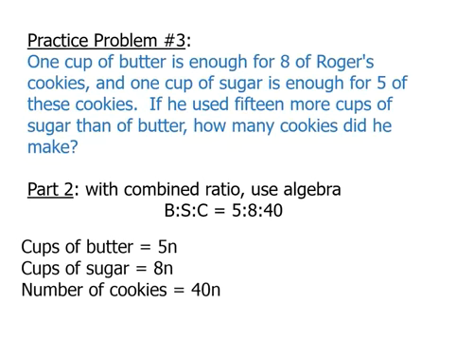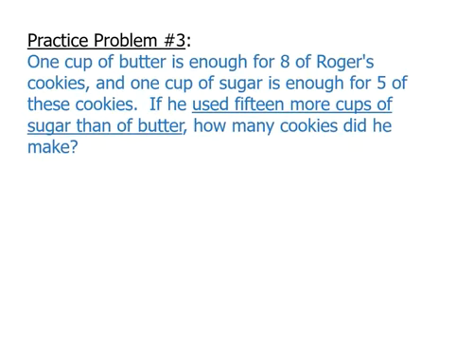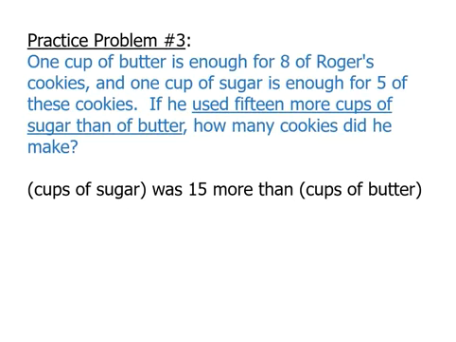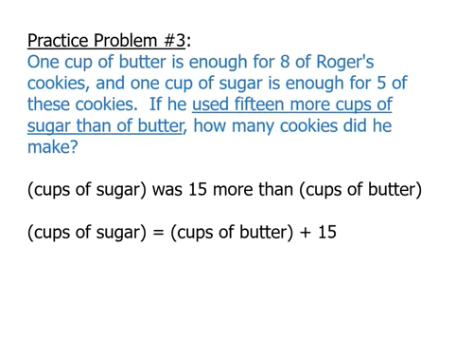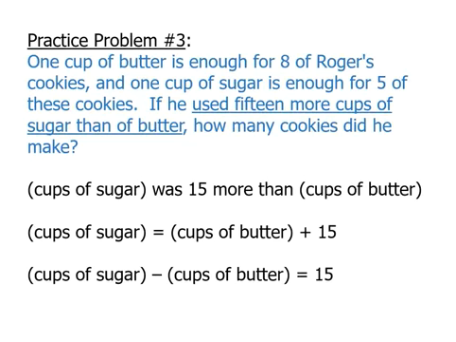All right, now we can use that last piece of information. He used 15 more cups of sugar than of butter. That's a real word problem piece of information. So cups of sugar was 15 more than cups of butter, is what we're saying. Or in other words, cups of sugar is cups of butter plus 15. Or cups of sugar minus cups of butter equals 15. These are a few different ways to say the same thing. And this type of thinking, we're going to cover more in the word problem section, but this is just a preview of it.